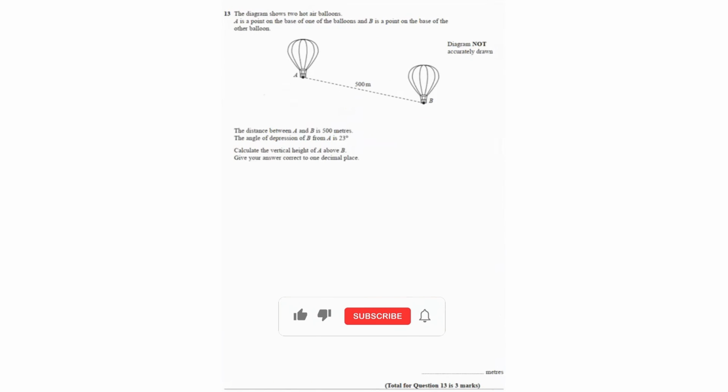It says the diagram shows two hot air balloons. A is a point on the base of one of the balloons and B is a point on the base of the other balloon. The distance between A and B is 500 meters. The angle of depression of B from A is 23 degrees. Calculate the vertical height of A above B.